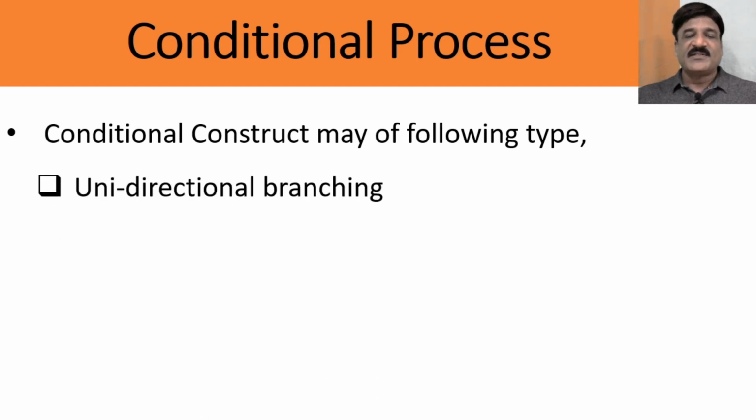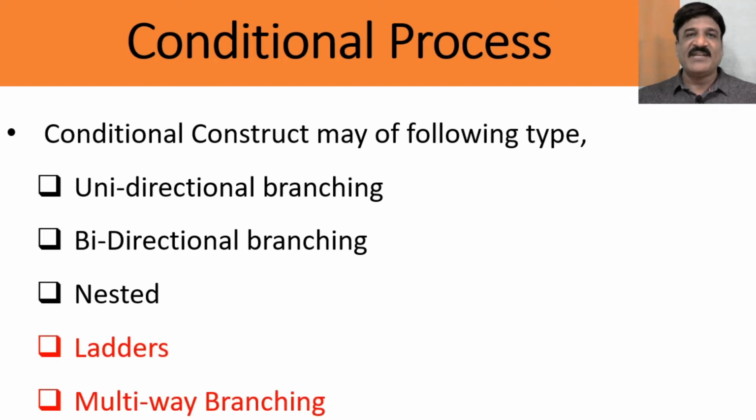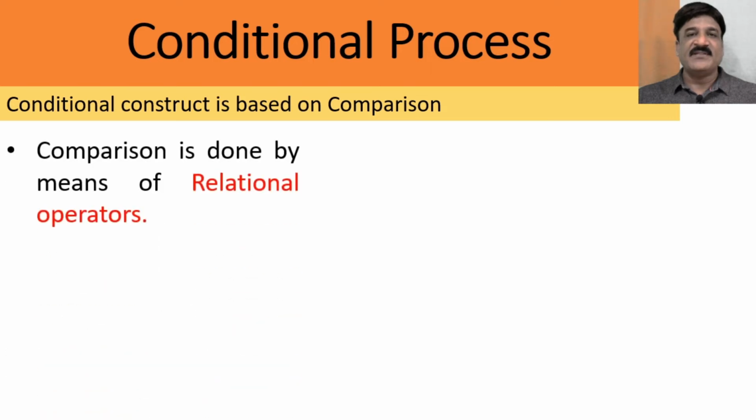It means you can construct the condition by means of unidirectional branching, then bidirectional branching, then nested ifs, then else if ladders, and finally multi-way branching. Again, the first three we are going to cover in today's session, and the remaining two, that is ladder and multi-way, we will discuss in our next session. So the conditional construct is based on what? Comparison.